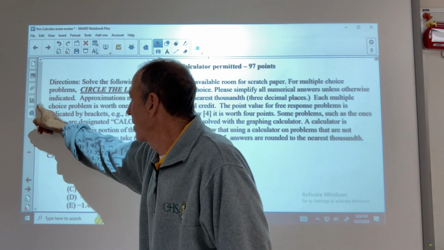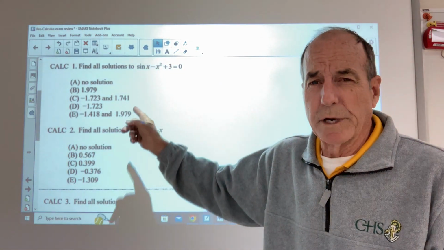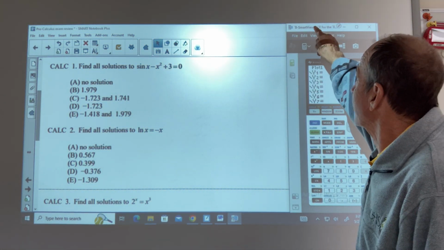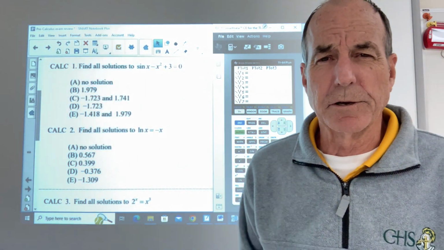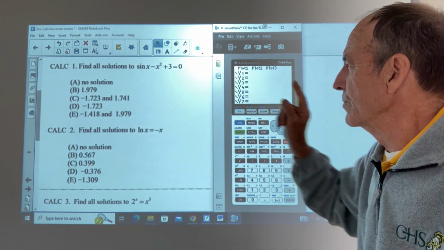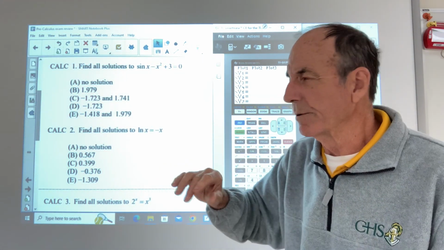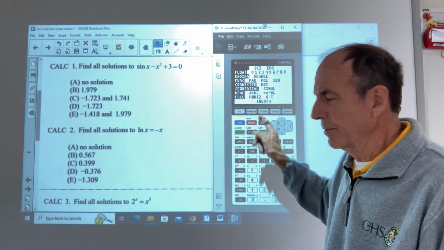So let's see, we start off with find all solutions on this trig equation. I have a calculator here. I'm going to use the older calculator because the display is a little bit larger. For trig problems, you need to be in radian mode. If the problem doesn't say degrees, it has to be in radian mode. So check that first, radian mode, not degree mode.